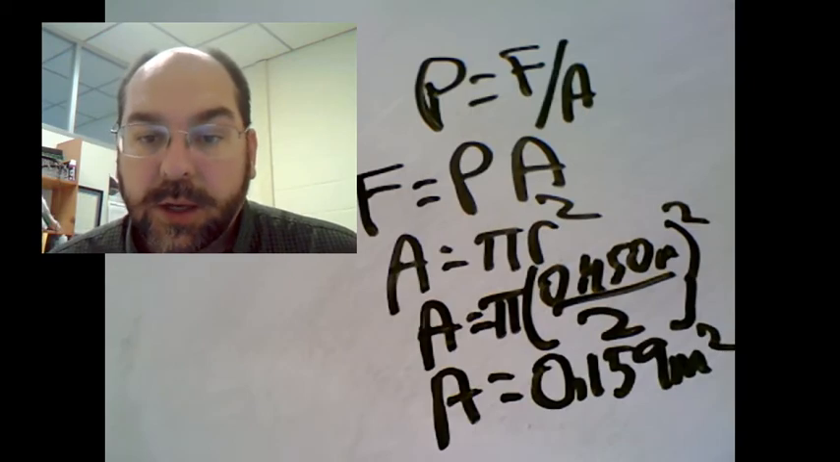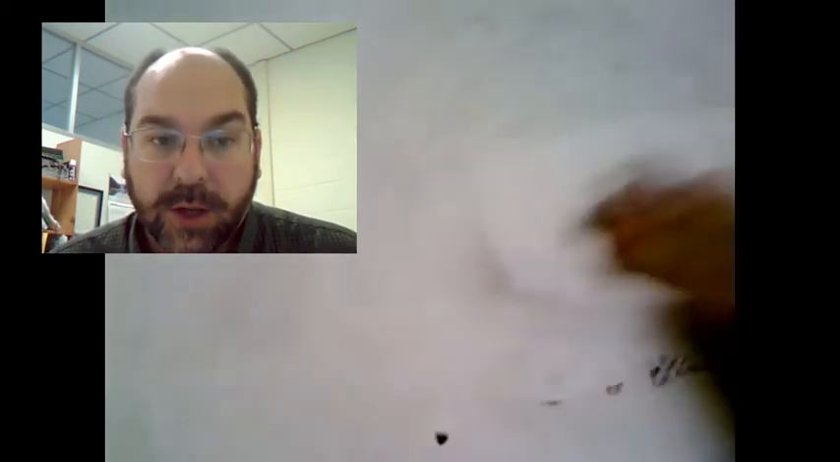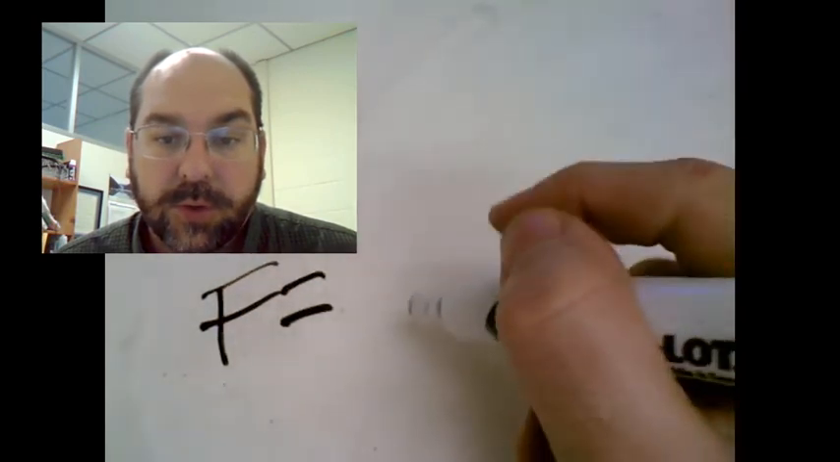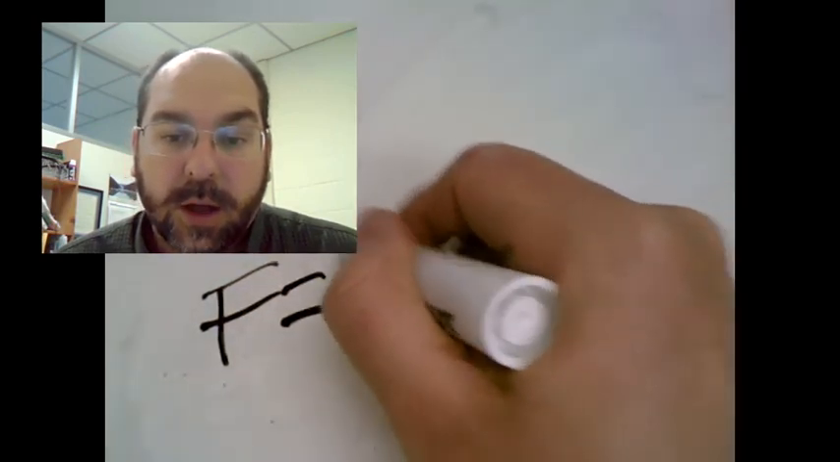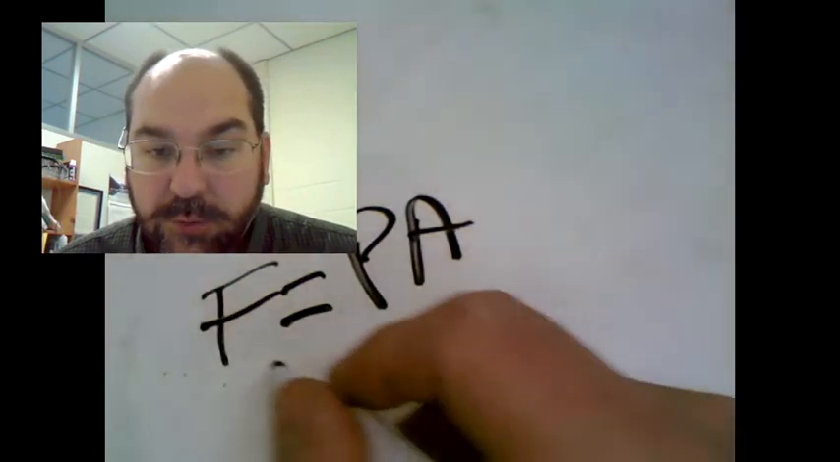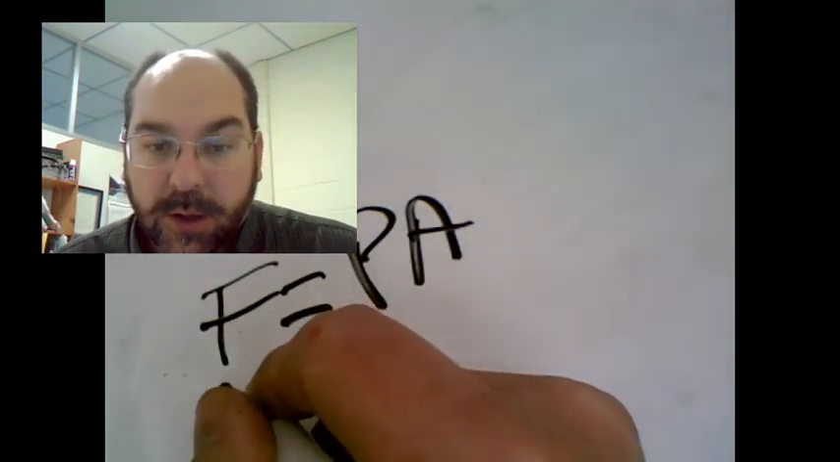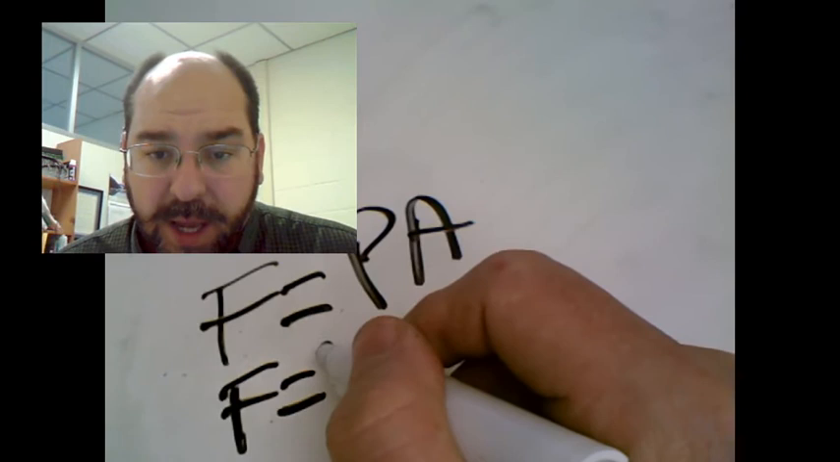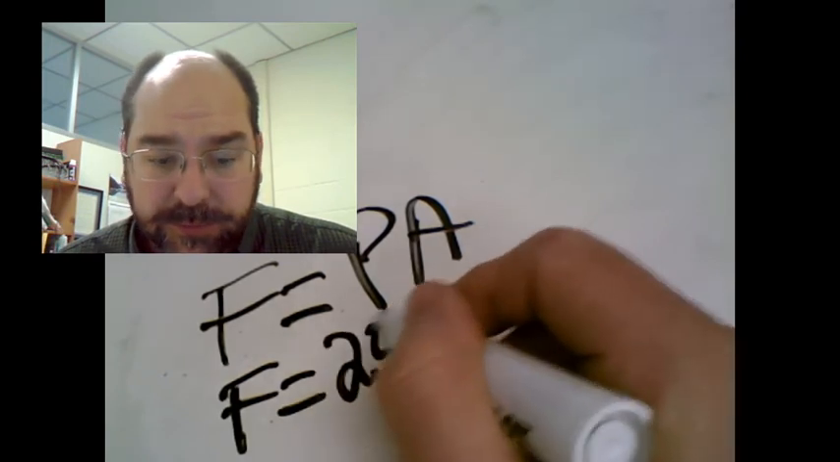The force equals pressure times area. So the force that we're talking about here that we would need to exert on the door is the pressure, 251,125 pascals, big number, times the area that we just figured out.